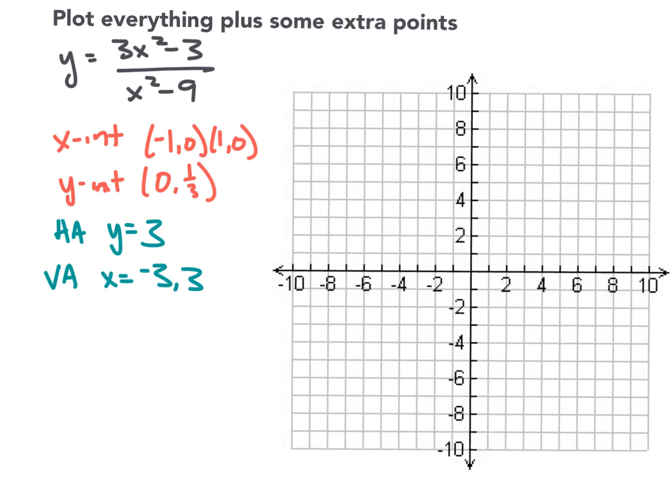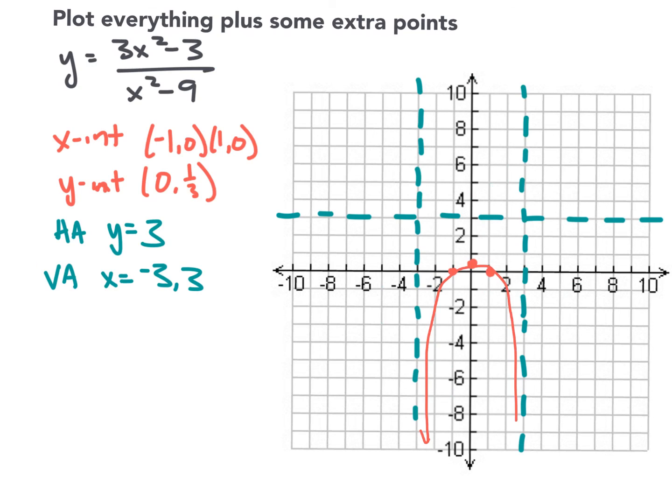All right, now let's plot everything plus some extra points. So here's the function that we've been mostly dealing with. We're going to plot the x-intercepts and y-intercepts first. Next we're going to plot the horizontal asymptote at 3 and the vertical asymptotes at negative 3 and 3. Whenever you have rational functions that are split into 3 sections, for this middle section you want to pretty much plot out 3 points. And the reason for that is because in the middle of these graphs, they can actually break the horizontal asymptote. So these 3 give us the shape that we need to see. So these show me that this graph goes something like that.